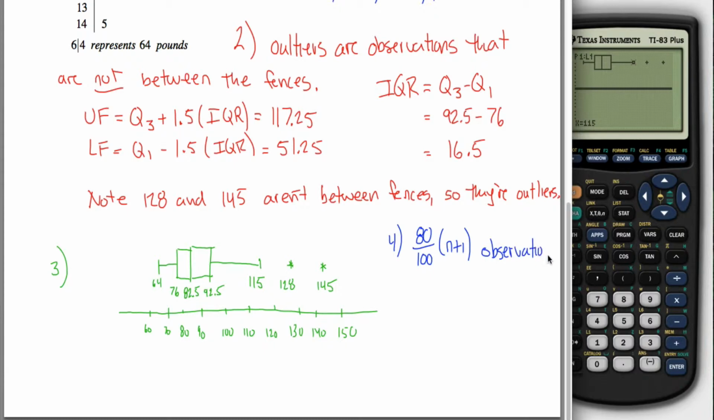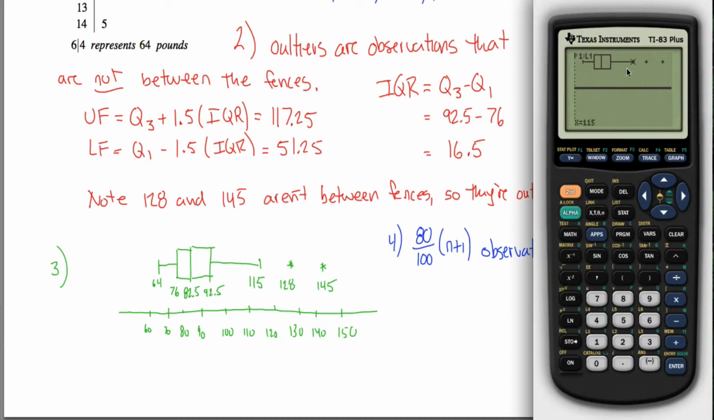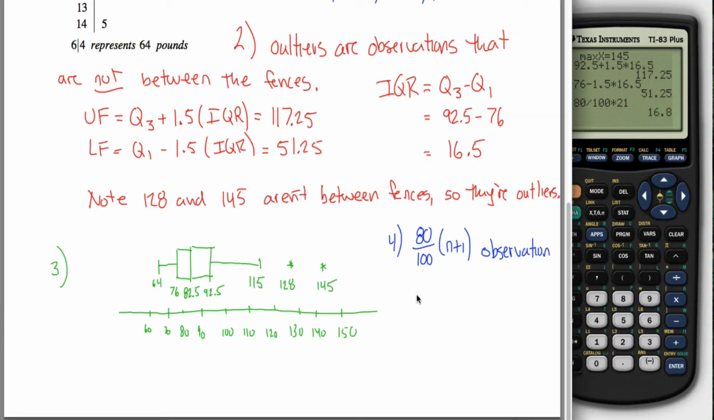So the 80th percentile would be a divided by 100 times n plus 1. N is 20, so we go over here and we say 80 divided by 100 times 21, n plus 1, you get 16.8. What is my 16.8 observation? Well, I don't have a 16.8 observation.